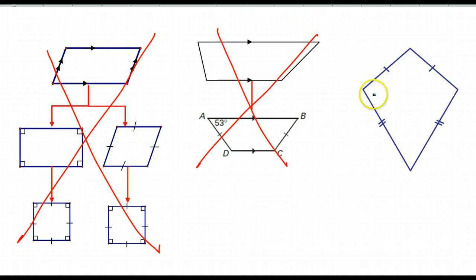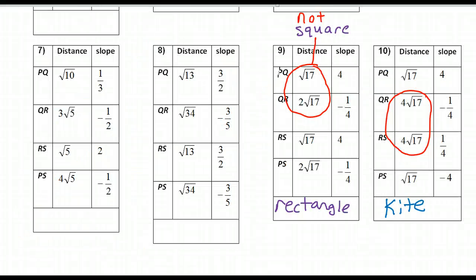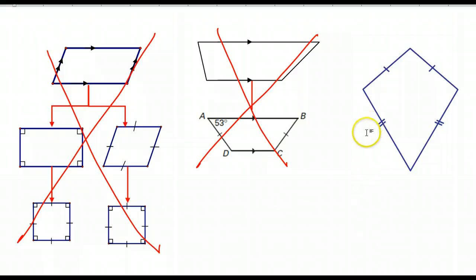Okay, this could be our 4 radical 17. Let me see what's going on here. Then we have radical 17. Yeah, this could be our 4 radical 17 and 4 radical 17 right here. Right next to each other, consecutive.